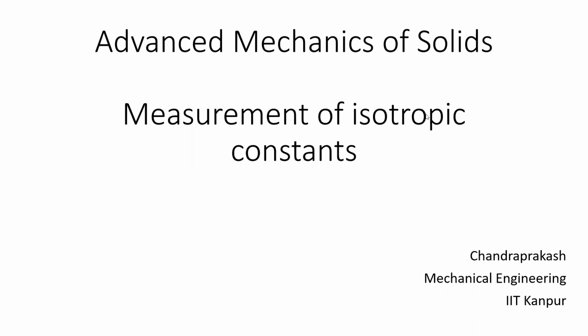So how does one go about measuring the isotropic constants? Mathematically, we found the number. Isotropic will have 2, orthotropic will have 9, anisotropic will have 21 constants. But how does one go about measuring them? That is what we will see in the next few minutes.